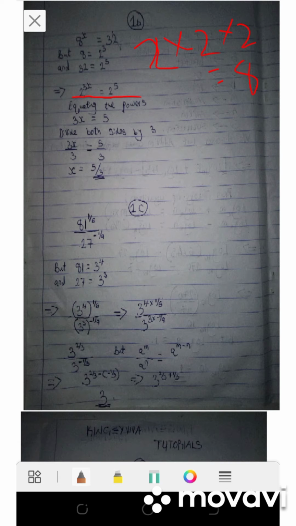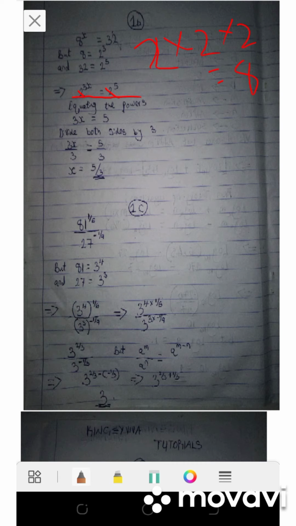So at this point, we have the same base figure now, 2 and 2. In this case, I can now equate the powers. If I equate the power, it's like me saying cancel this 2 and cancel this 2, something of that nature. And then I'm left with the power, which is 3x equal to 5. And then at this point, I will now divide both sides by 3 to clear off 3. Let x be alone.